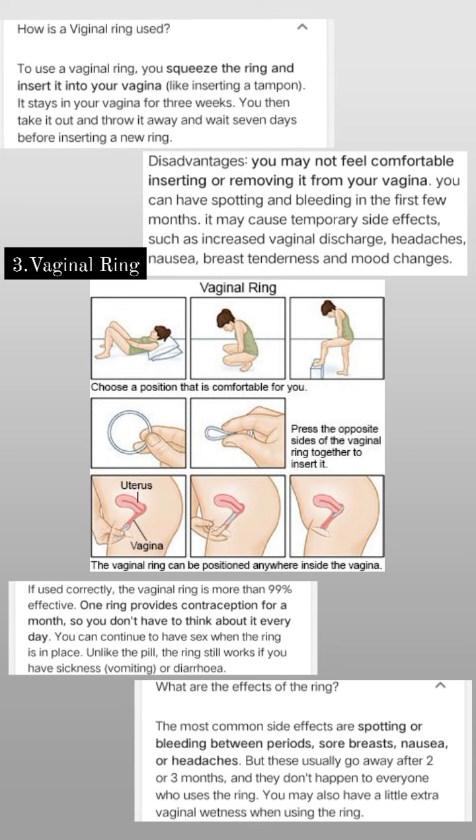What are the side effects of the ring? The most common side effects are spotting or bleeding between periods, sore breasts, nausea, or headaches. But these usually go away after 2 or 3 months, and they don't happen to everyone who uses the ring. You may also have a little extra vaginal wetness when using the ring.